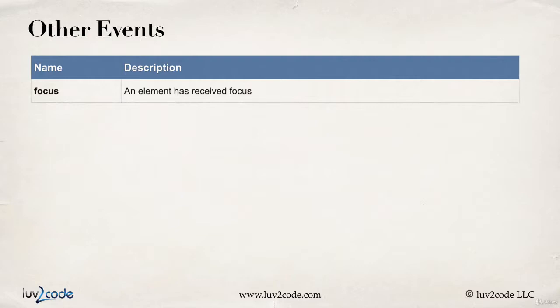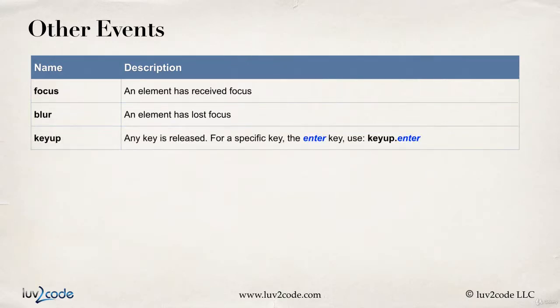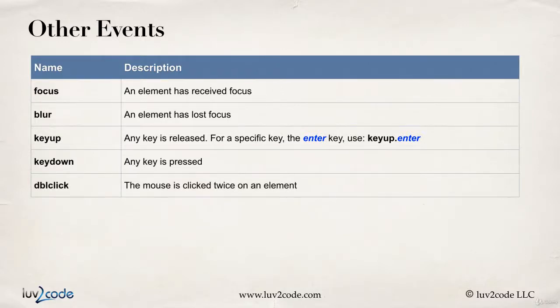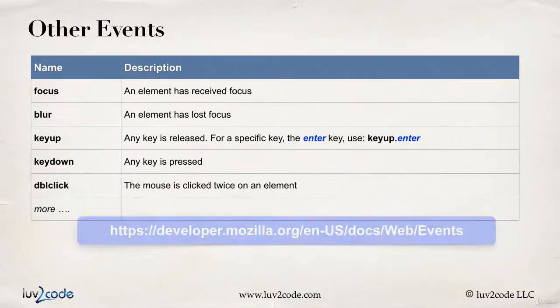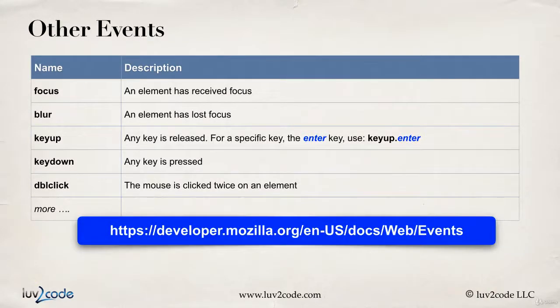Now you may wonder about, well, what other events are out there? Well, there's plenty more. There's a focus event. So an element received focus, blur, an element has lost focus. There's also the key up event. So any key is released. So if you want to handle it for a specific key, like the enter key, then you make use of keyup.enter. And we saw an example of that in our previous code. There's also the key down event when any key is pressed. And there's also the double click event. So the mouse is clicked twice on a given element. And there's more out there. So you can go to the link here on the slide to get a list of all of the events that you can handle and make use of.